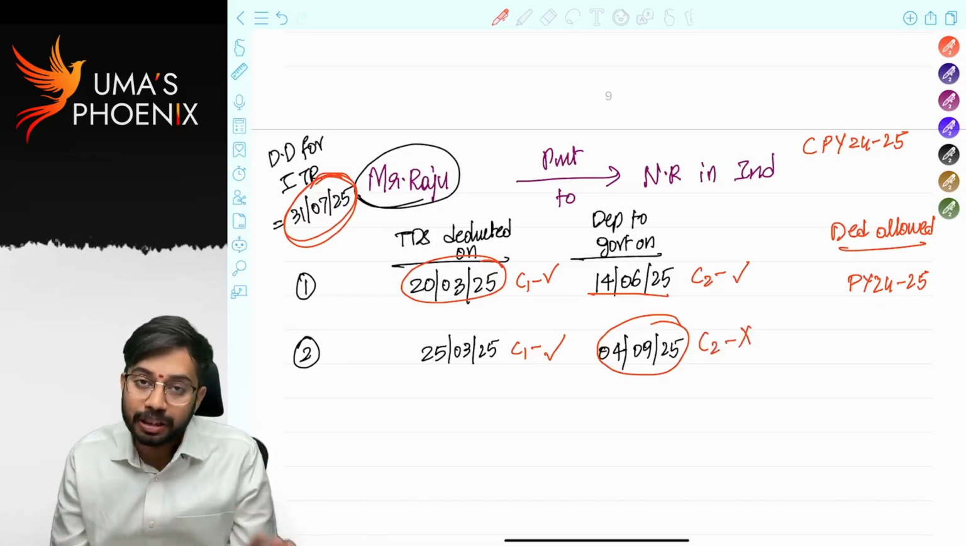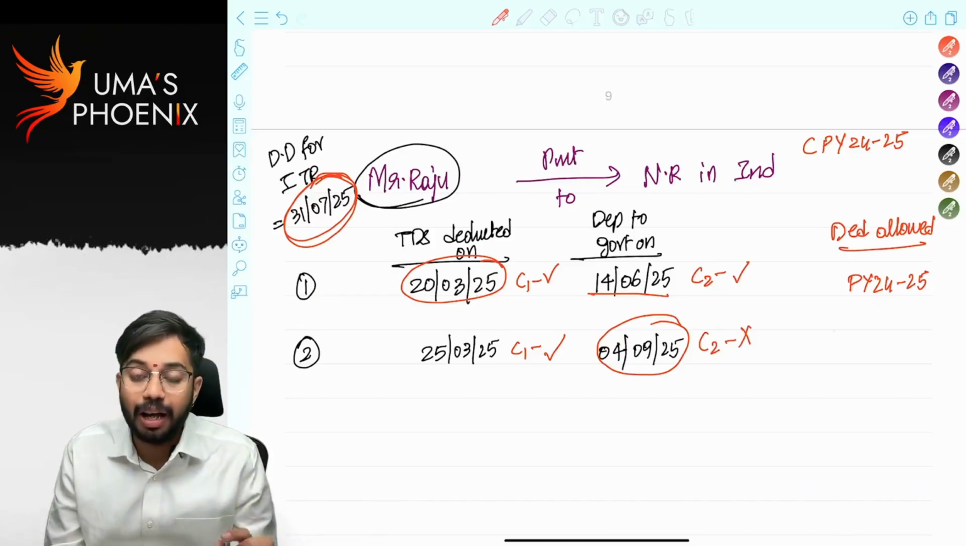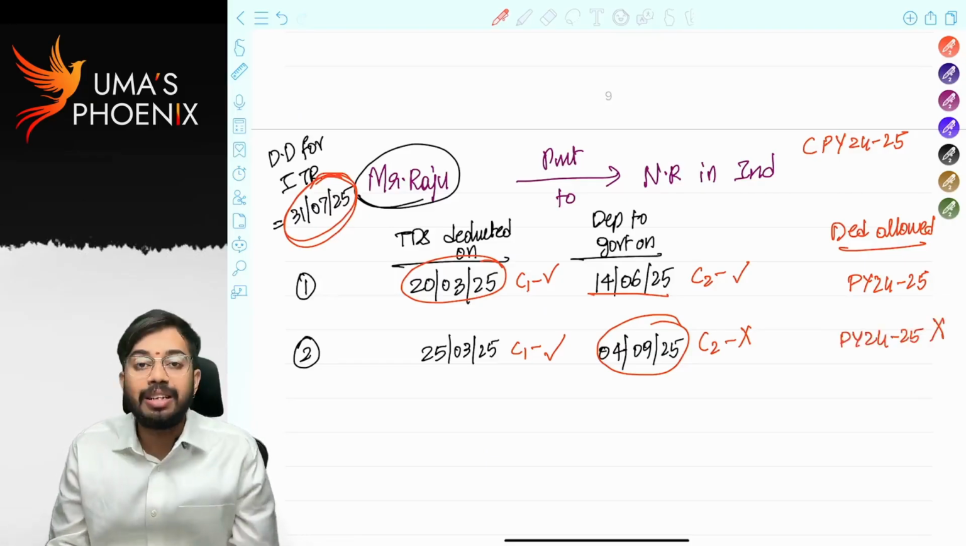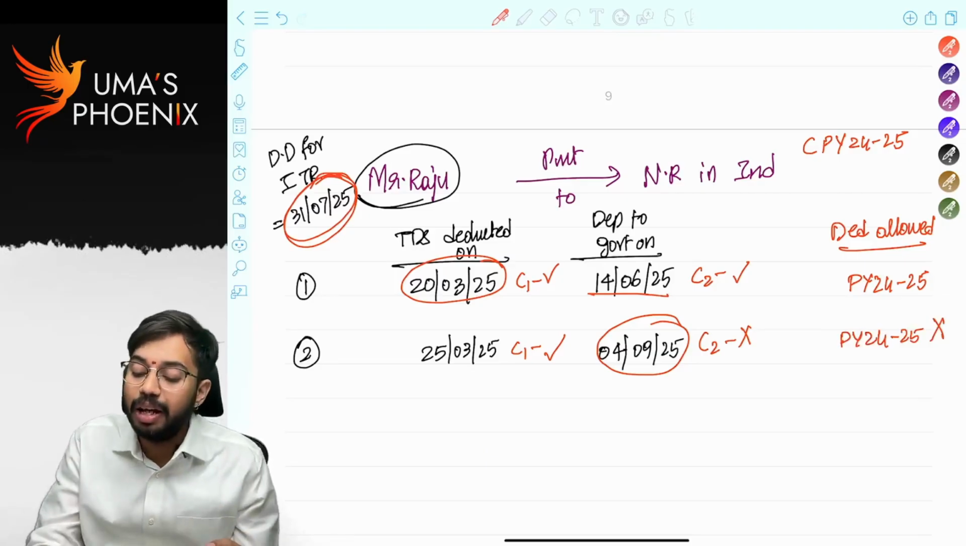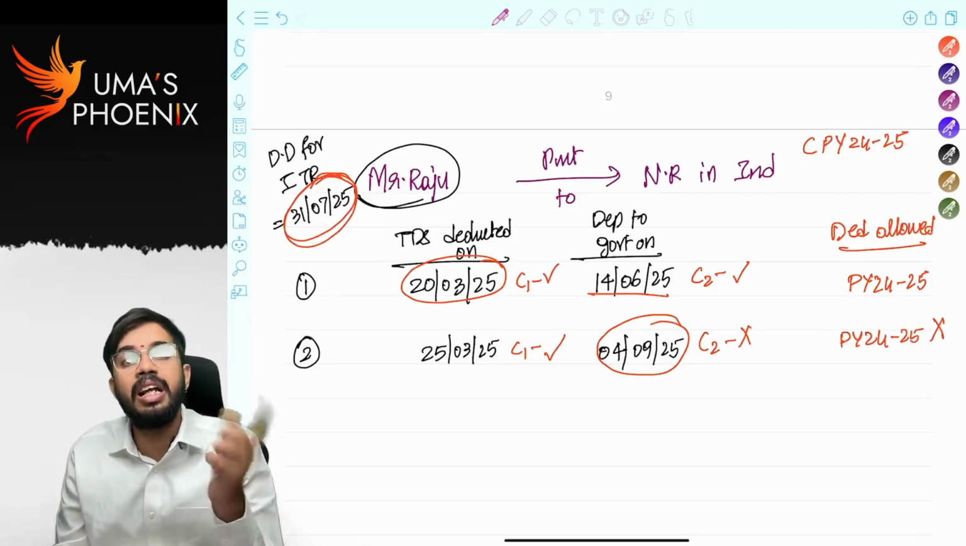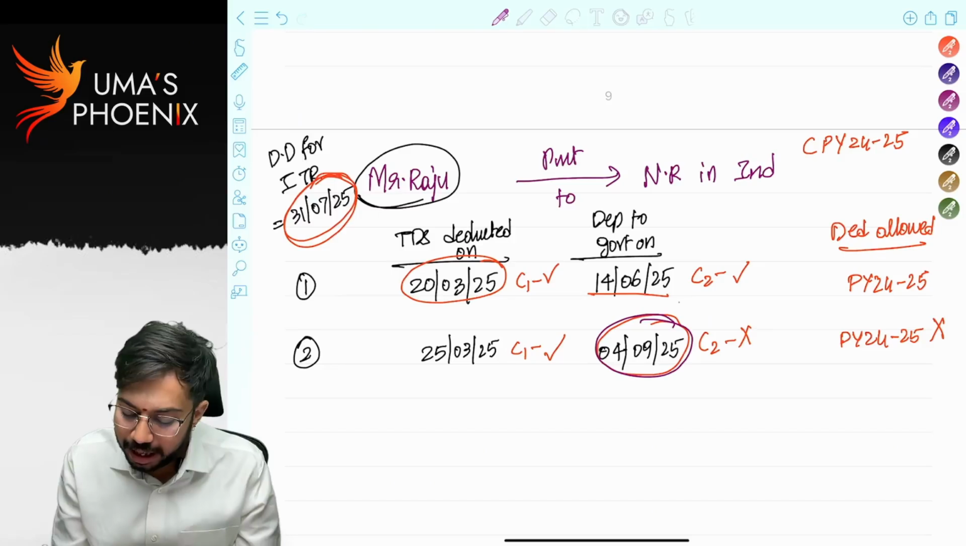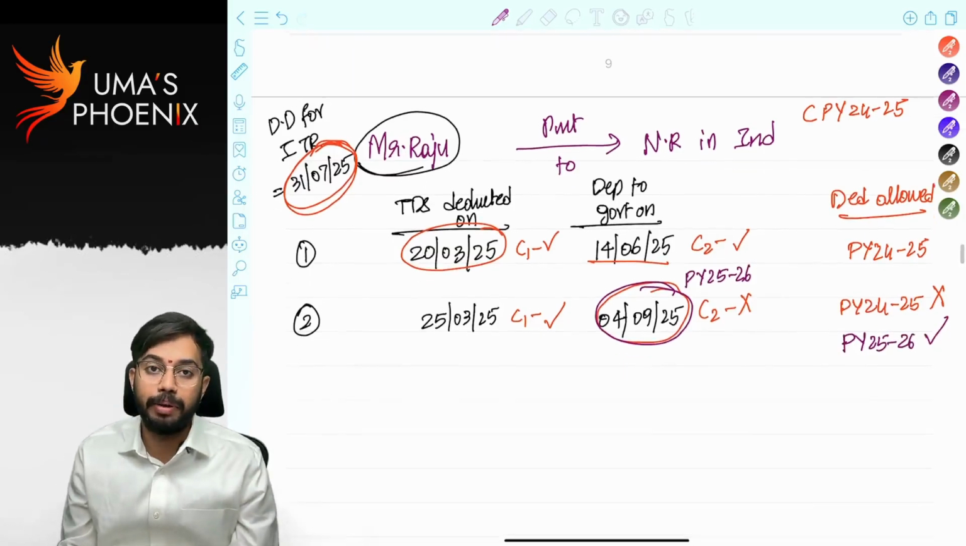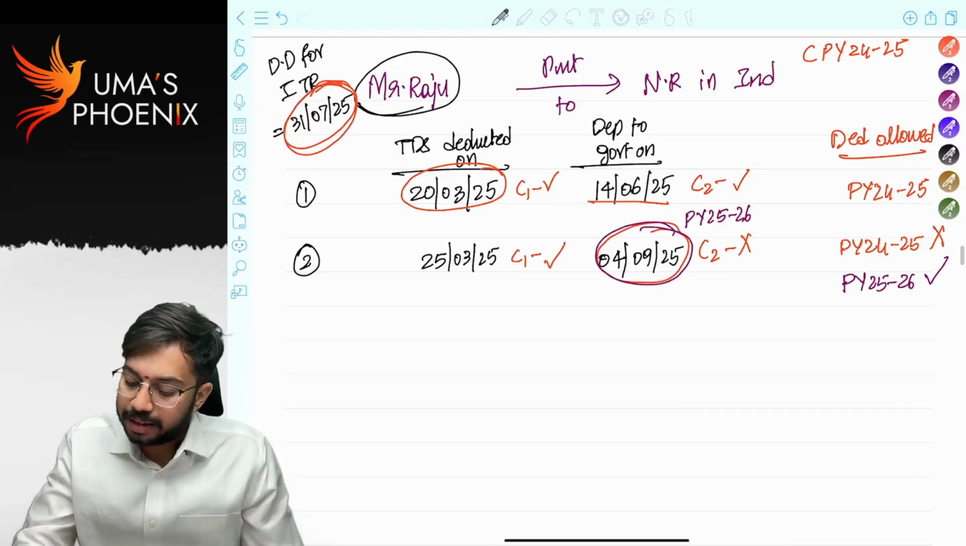As condition 2 is not satisfied, in 24-25 deduction is not allowed. Sir, again when is deduction allowed? In the previous year in which TDS was paid. When was TDS paid? TDS was paid in 25-26. So deduction is allowed in 25-26. Is it clear? Are you able to understand? Now, let us see the third example.